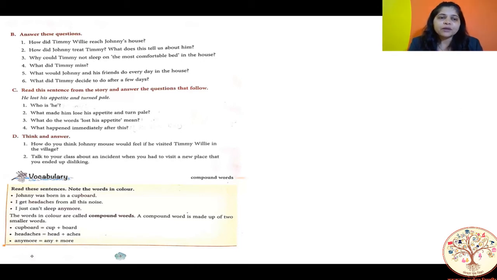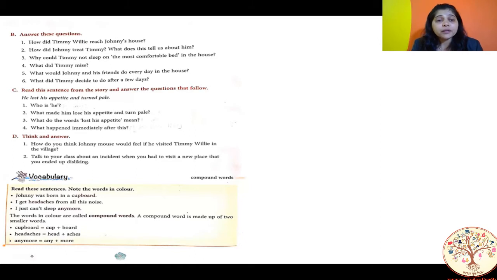Now number C. Read this sentence from the story and answer the questions that follow. Now there is a line: He lost his appetite and turned pale. Lost his appetite मतलब एक खाने की जो इच्छा होती है ना वो मर जाना. He lost his appetite. Willingness to eat was dead. So who is he? कौन था वो? वो था Timmy.